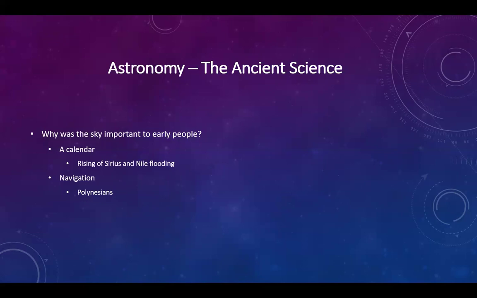The sky is also used for navigation. It's used by many people for navigation, though some of the best at it were the Polynesians, who managed to colonize the Pacific Ocean using stellar navigation, which is honestly very impressive.